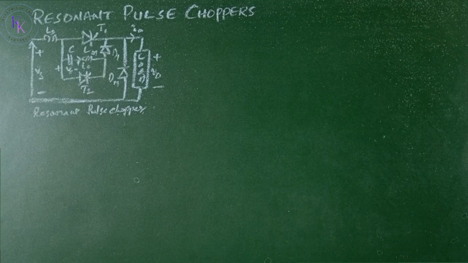A resonant pulse chopper is also a thyristor chopper. The circuit is as shown in the figure. As soon as the supply is switched on, the capacitor is charged to a voltage Vc through Lm, D1 and the load. Now, the circuit operation can be divided into 6 modes.